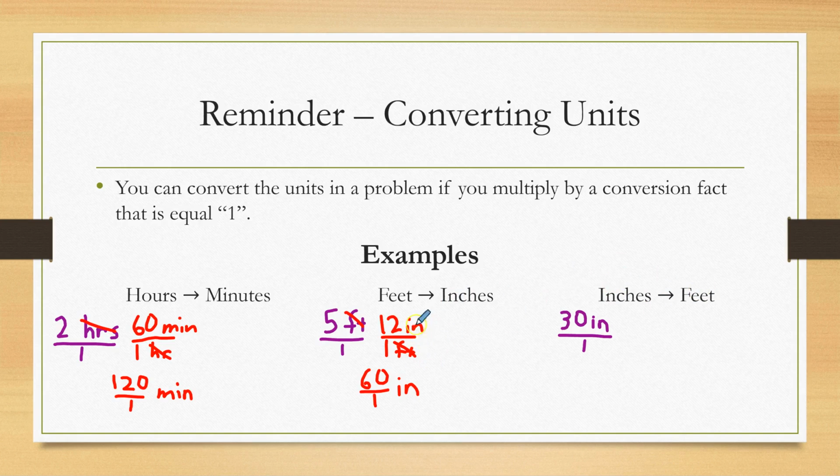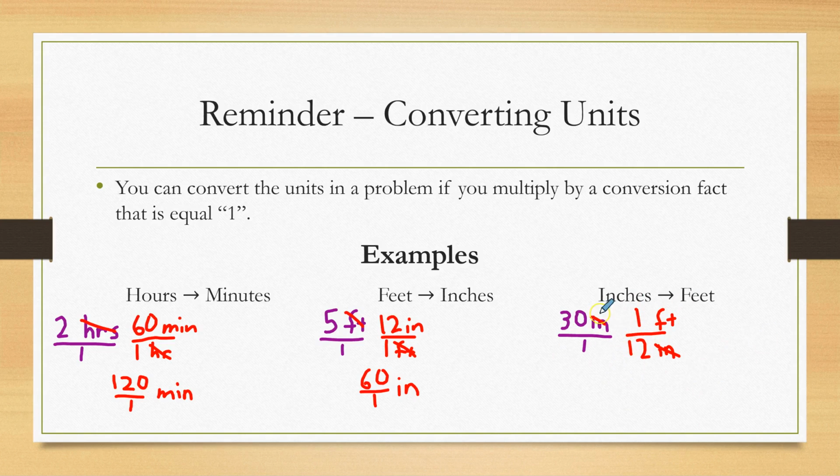I'm still going to be using the fact that there are 12 inches in 1 foot, but this time I need to make sure that I put the 12 inches on the bottom and the 1 foot on top. So as before, my units are canceling out. I have inches in the numerator and denominator of the fraction. They cancel just like any other number would.